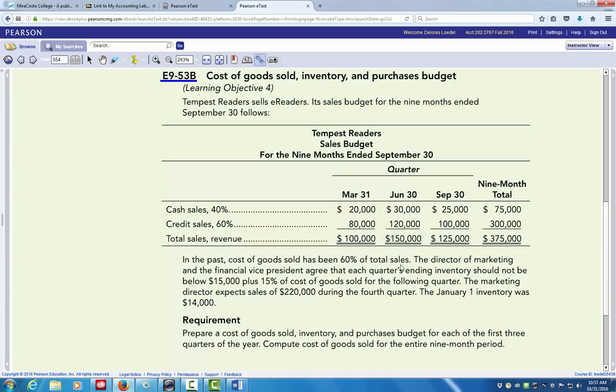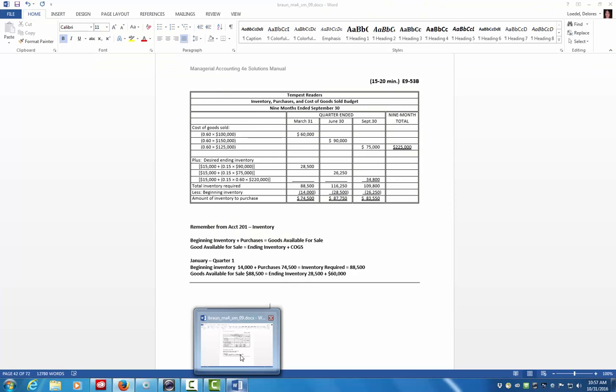They also tell you that your quarter ending inventory should not fall below $15,000 plus 15% of your cost of goods sold for the following quarter. They also give you additional information in order to calculate the cost of goods sold for the ending quarter, by telling you that $220,000 is expected in sales for the 4th quarter. And they give you your January beginning inventory of $14,000, so that you can use that for your calculations. Okay, so let's go and look at our solution.